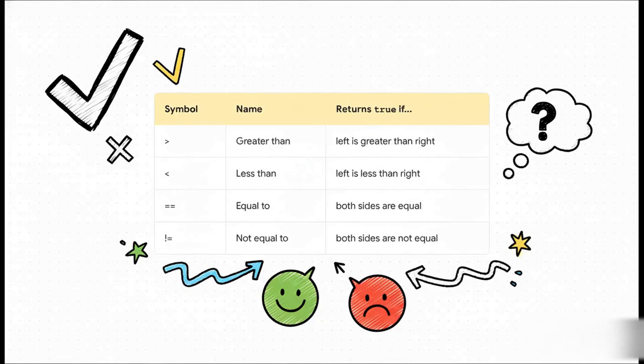So here's the most important thing to remember about relational operators. They always give you a simple true or false answer. That's it. You ask a question like, is 5 greater than 3? The operator looks at it and gives you back the answer, true. You ask, is the value of x not equal to 10? If it isn't, you get true. Otherwise, you get false. Simple as that.